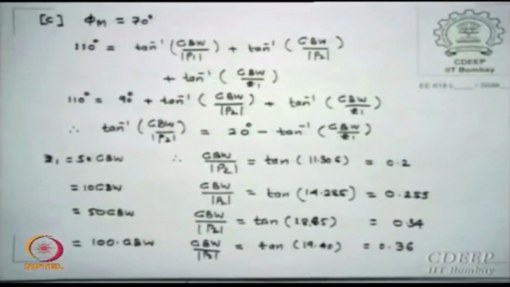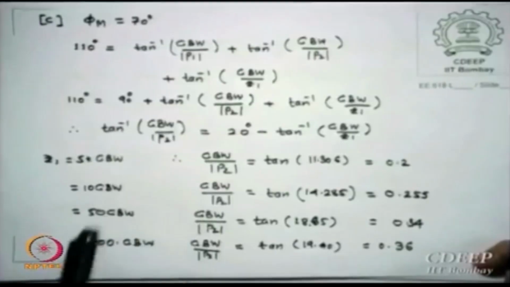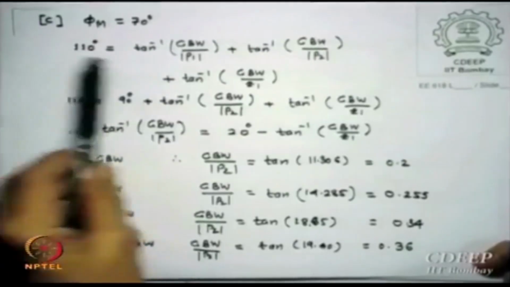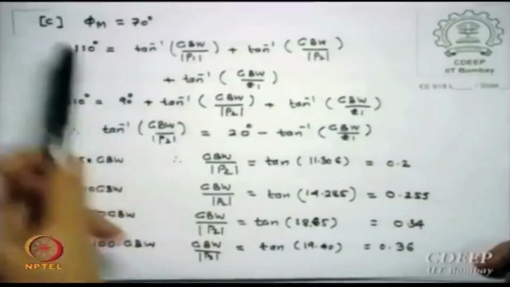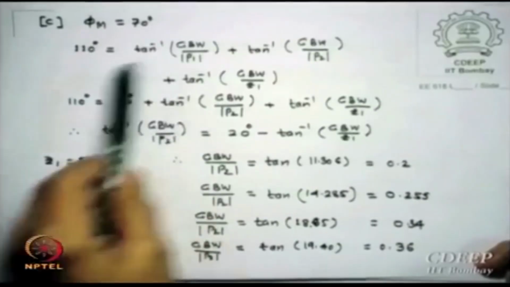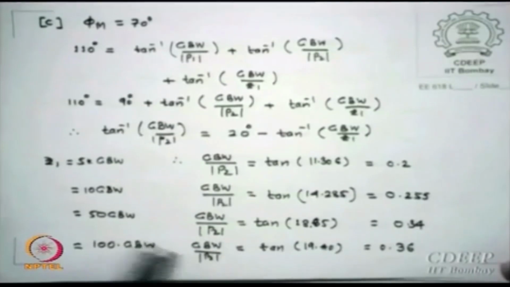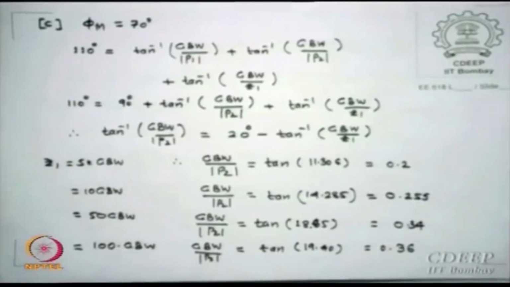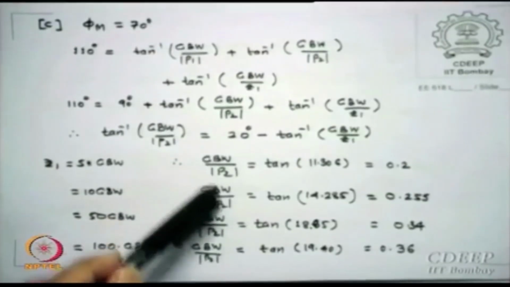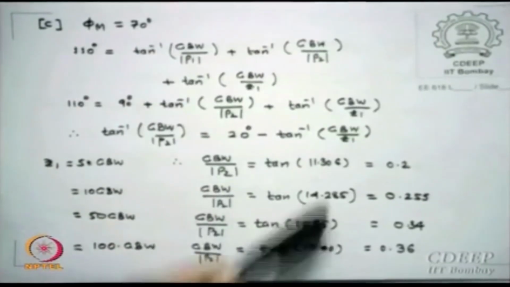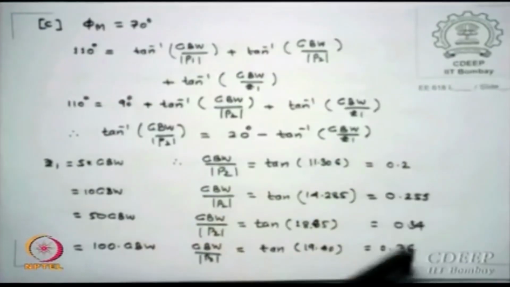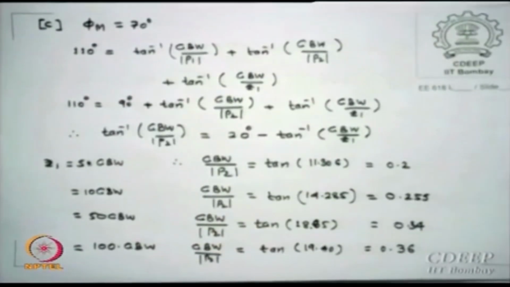If I use this 70 degree as phase margin, so 180 minus this, if I subtract it 110, this will be 90, so 20 minus this, and I calculated for 5 values of Z1 again and figured out the ratio of gain bandwidth to P2 as 0.2, 0.25, 0.536. You write down this.